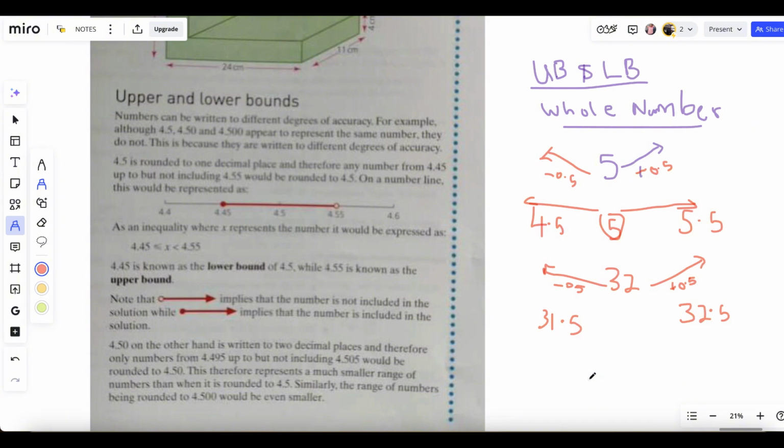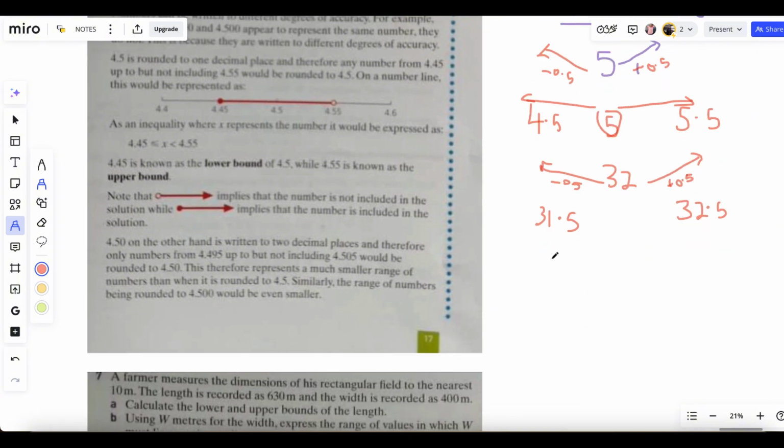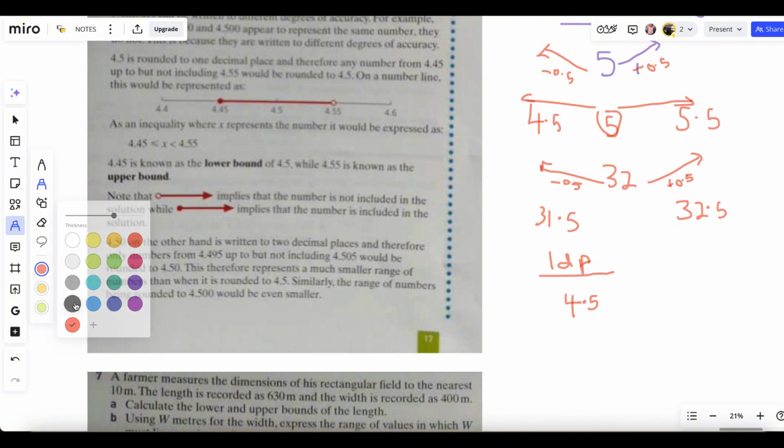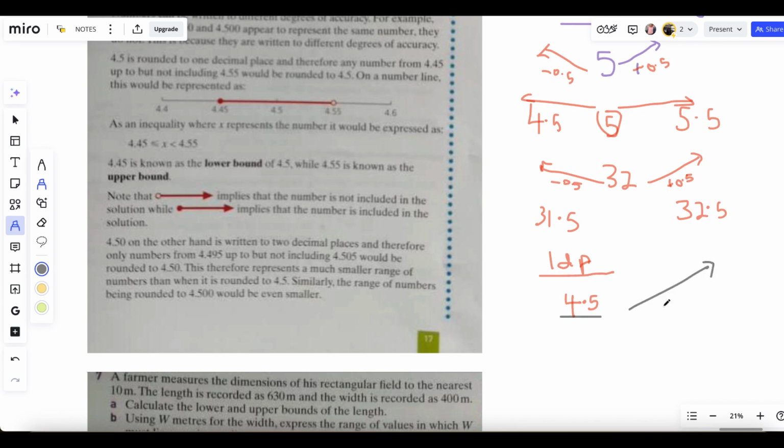Now let's go for one decimal place. If you have a number with 1 dp, one decimal place, and they ask you to find the upper bound and lower bound, for example 4.5. It's already 1 dp, right? Since it's one decimal place, how do we find the upper bound? It's not going to be plus 0.5 anymore. For this type of number, you add plus 0.05.